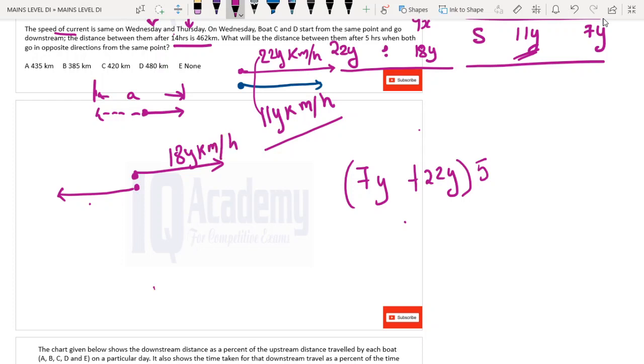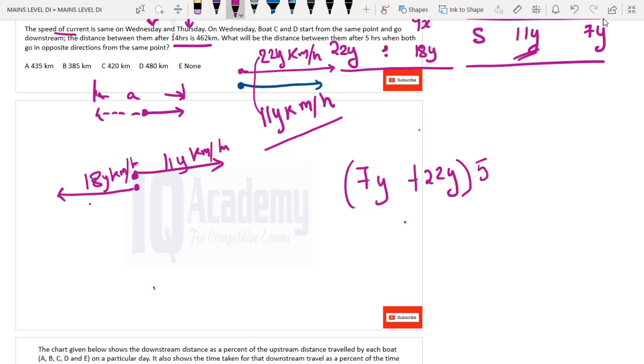So C is going in the downstream direction. Sorry, C is going in the upstream direction. So if we take it like that, the speed of C is 18y km/h and D is going in the downstream direction. So the speed of D will be 11y km/h.